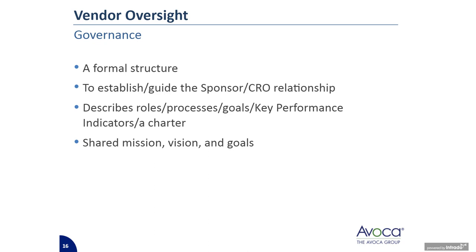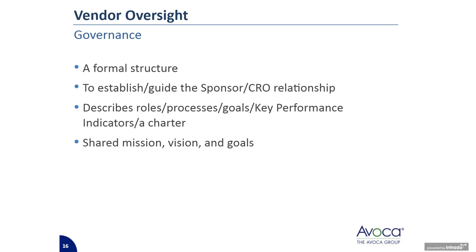So we're going to start first of all with governance. It's a formal structure which is going to guide and manage the sponsor-CRO relationship. It can vary in complexity depending on the size of the organization, what's in the pipeline, etc. But you don't want to reinvent the wheel. If you're a member of Avoca, we have templates available that you can use for charters. And if you're a small sponsor perhaps, working with a CRO, you can reach out to them and ask them what kind of template they have used in the past. So don't reinvent the wheel.